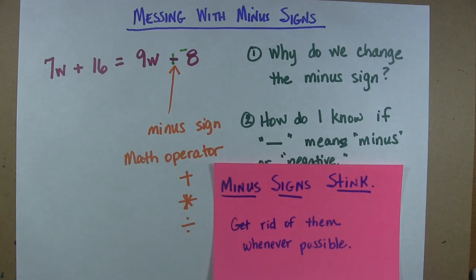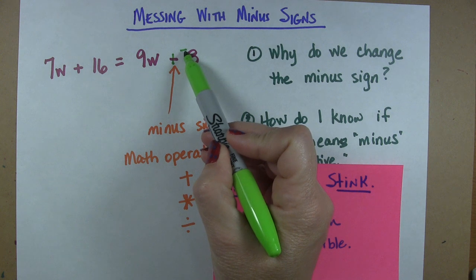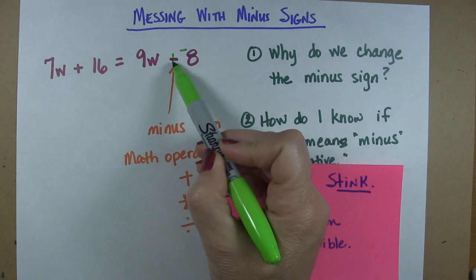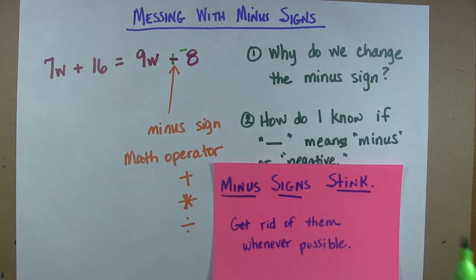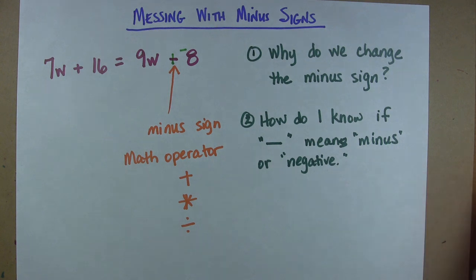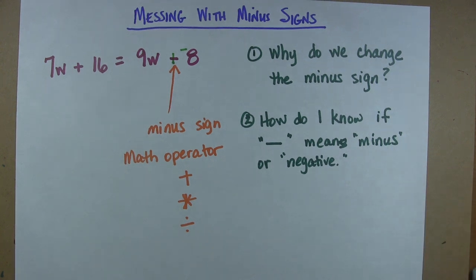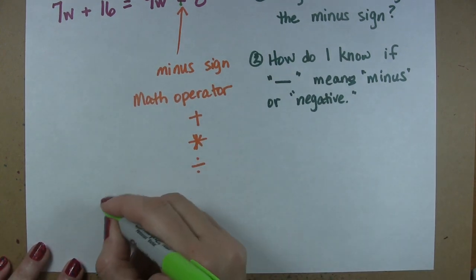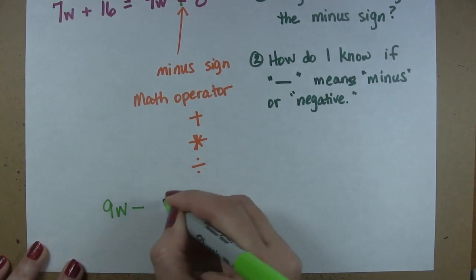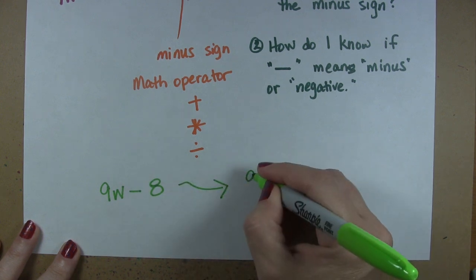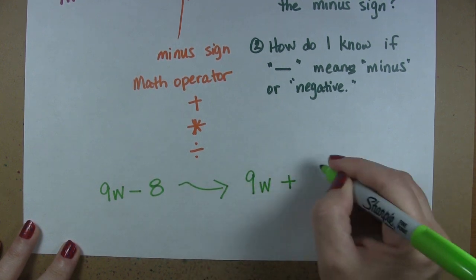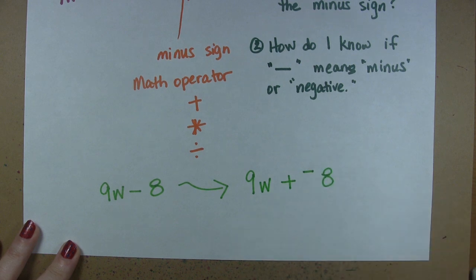Okay? You know that this is a negative sign because you already have your operator, right? Your operator is now a plus sign. So this symbol must mean negative. And that just means that we are dealing with something less than 0. So 9w minus 8 becomes 9w plus negative 8. Right?